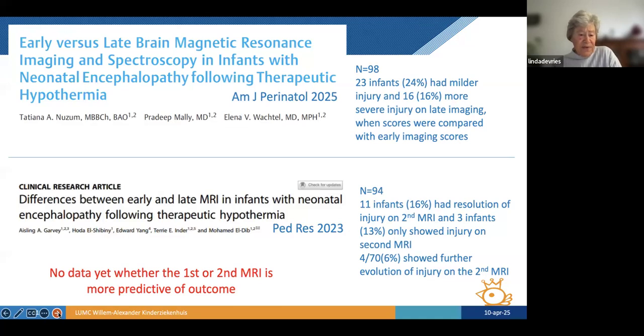And 4 out of 76% had further evolution of injury on the 2nd MRI. Well, then none of these 2 papers talk about the relation to subsequent outcome, so which MRI is most important. And in the paper by Mohammed, we do get a picture, but we see very, very tiny punctate lesions in the white matter. So you really wonder whether doing 2 MRIs is really necessary.